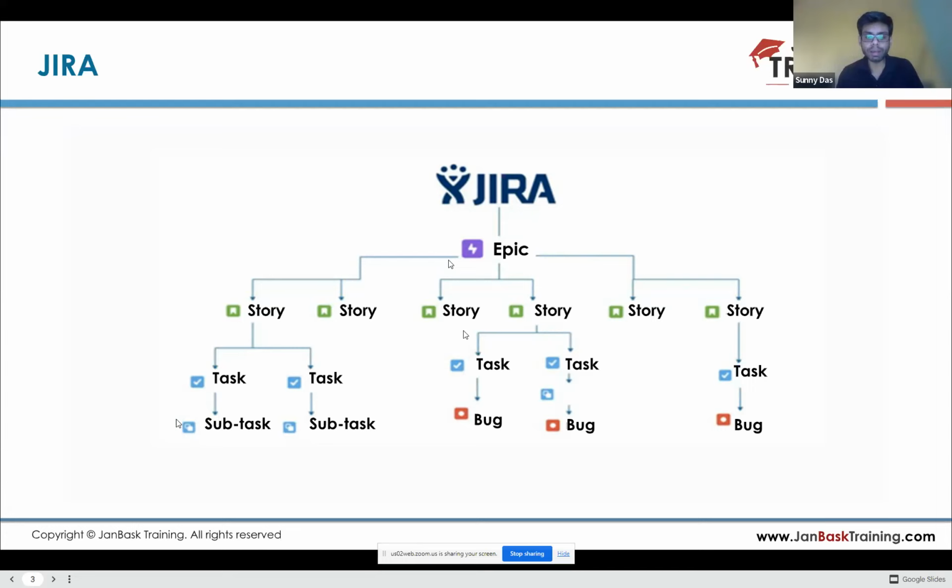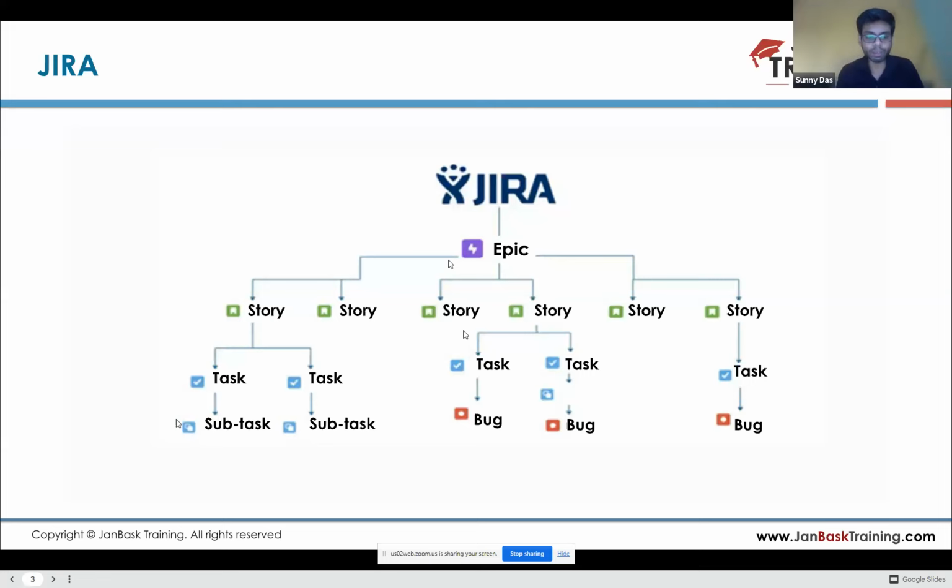Now the epic is divided into different stories. Suppose there is a feature which will take around 6 months to be developed. You can't work on something which will take 6 months, so you need to break it down so that you can divide it into parts and then work on that. So the epic is divided into different stories, then the stories are divided into tasks, then the tasks are divided into subtasks, and from the tasks you can have some bugs as well.